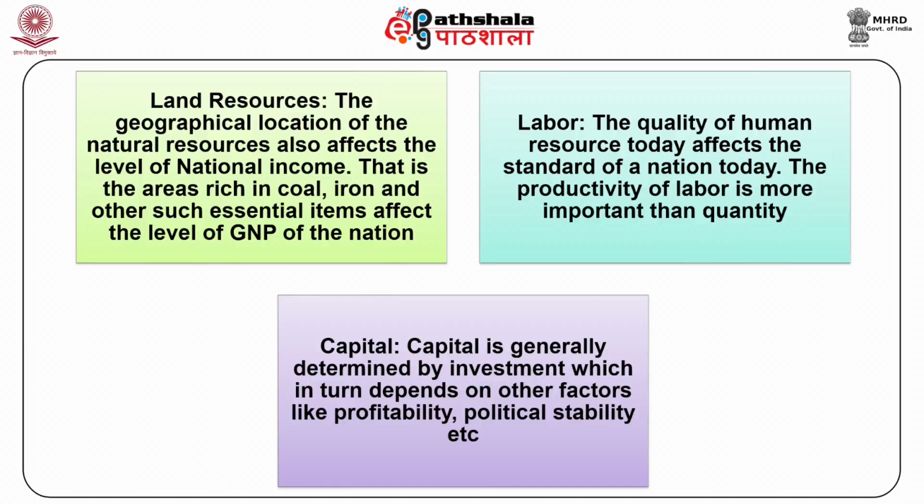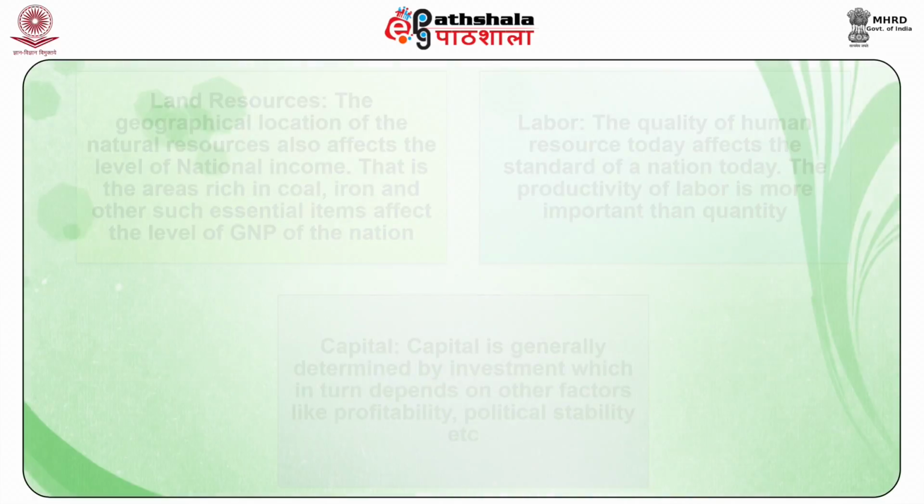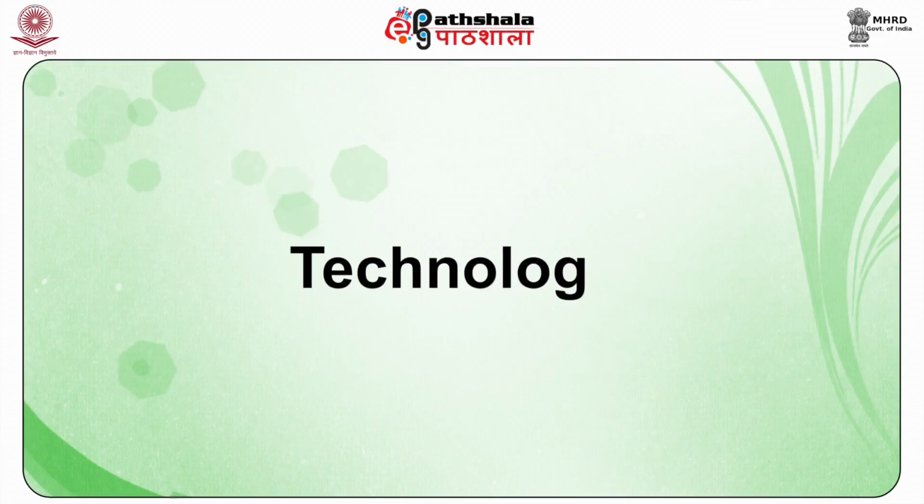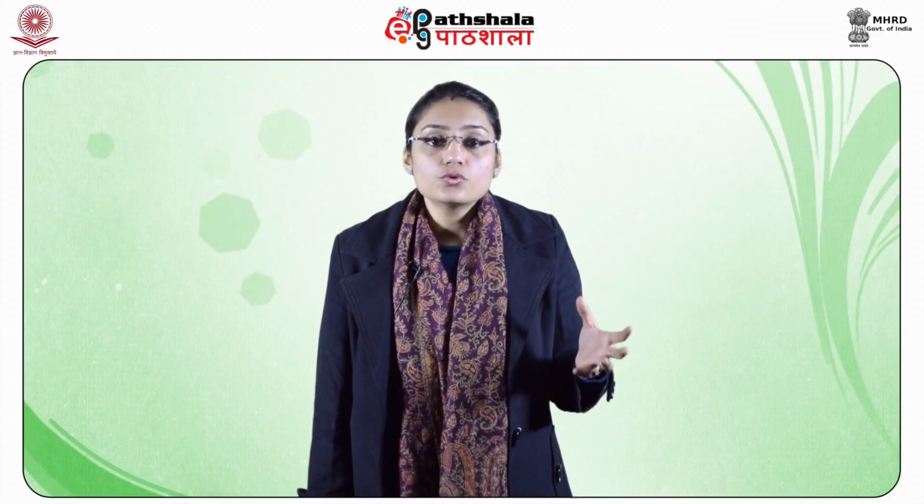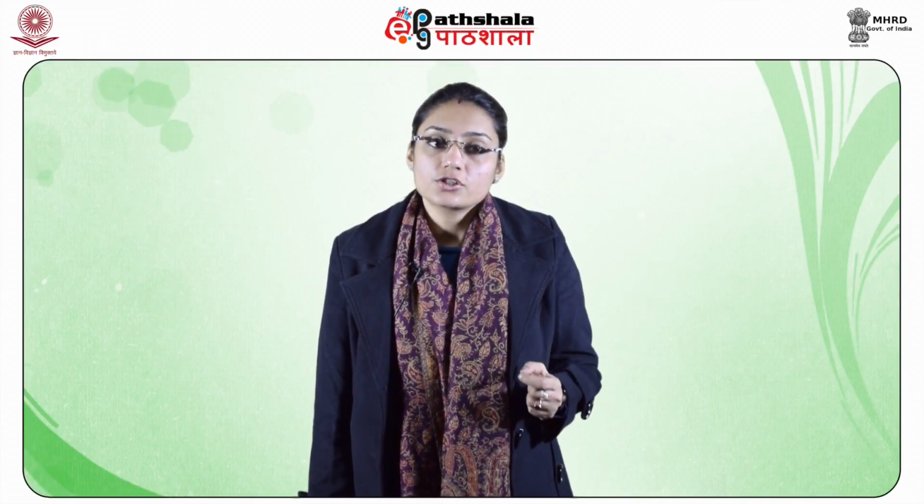Third, capital. Capital is generally determined by investment, which in turn depends on other factors like profitability, political stability, etc. Fourth is technology. In addition to natural resources and labor, the level of invention and innovation in production affects the productivity of the factors of production. Thus, the per capita output grows with the help of technology.